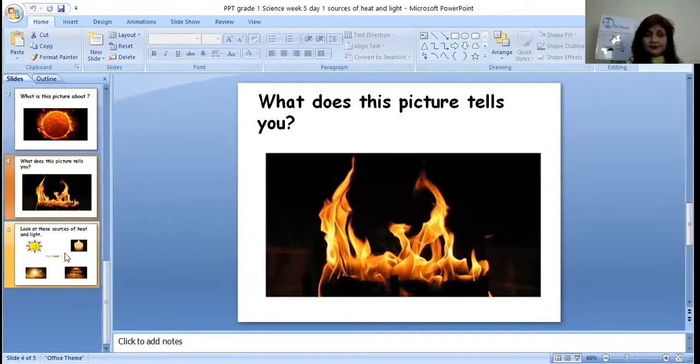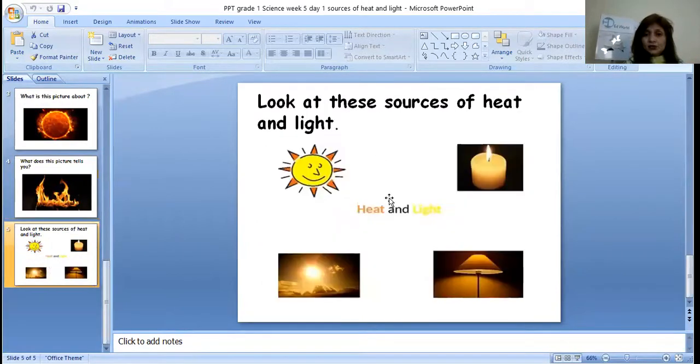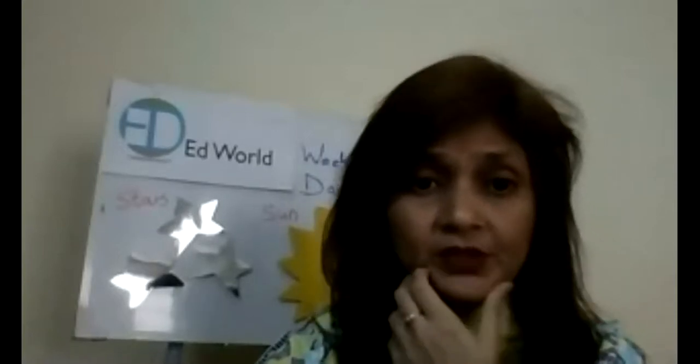Then you can see that these are the sources of heat and light: sun, candle, lamp, and the light that we get from the moon. So these were all the main sources of light that we were doing.